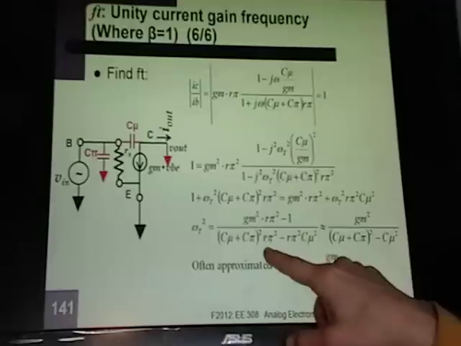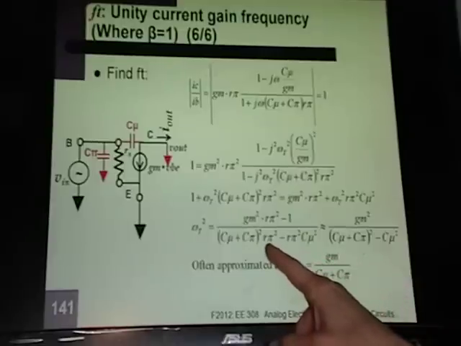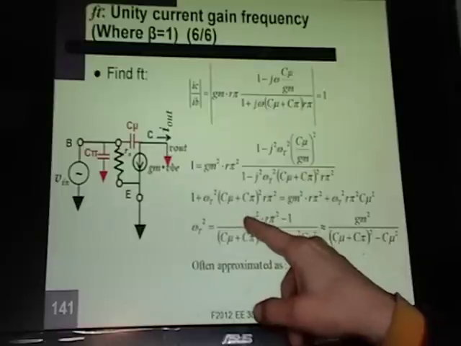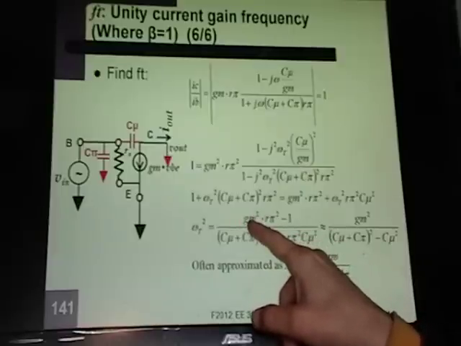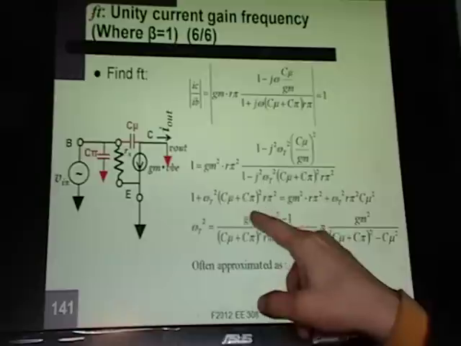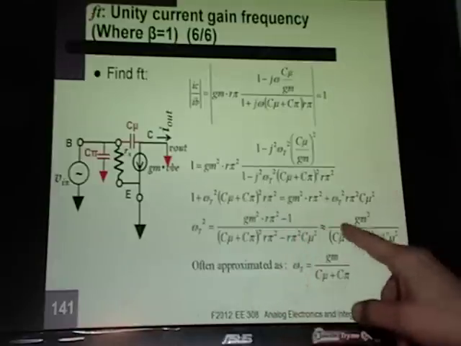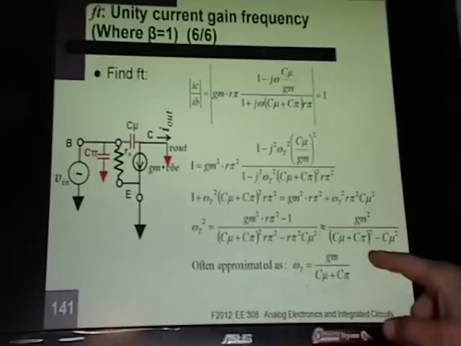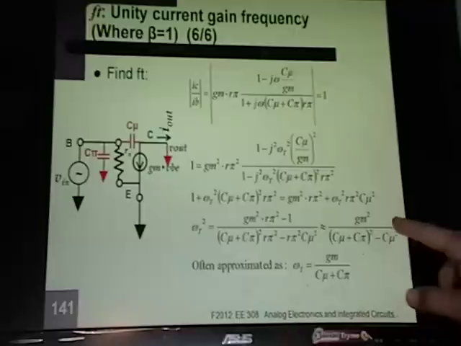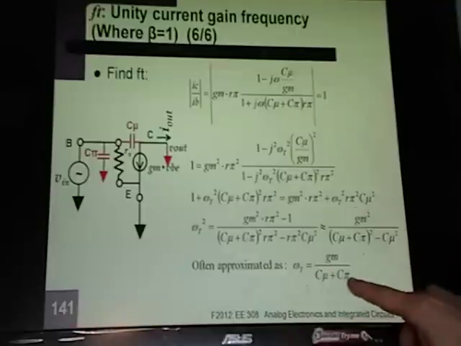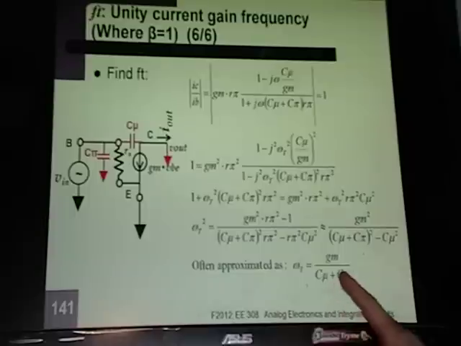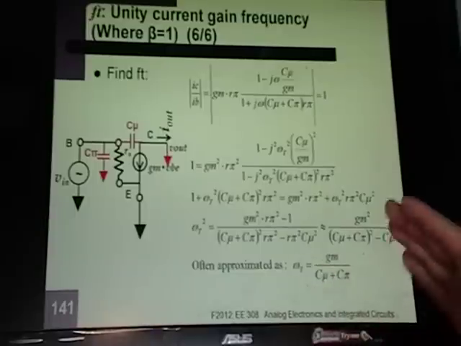And this is what I got no matter how hard I tried. Assuming that R pi times GM is greater than 1, you can assume that this term is bigger than 1. Get rid of that 1, you end up with this. I think maybe this might be the place that I'm making a mistake, because I checked this algebra a bazillion times. And then you end up with this, but the value that textbooks give is omega t equals GM over C mu times C pi. This is where beta goes to 1, and that's where your frequency is.